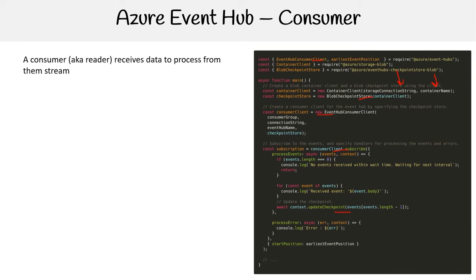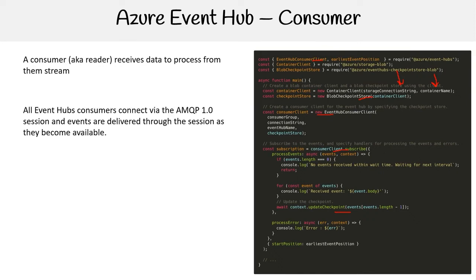A consumer, also known as a reader, receives data to process from the stream. All Event Hub consumers connect via the AMQP 1.0 session, and events are delivered through the session as they become available. The client does not need to poll for data availability.